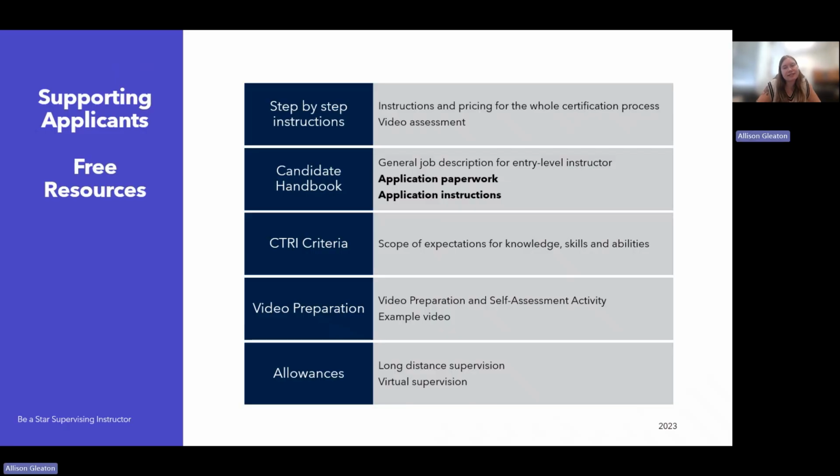Also among the free resources is allowances. You may be contacted by somebody who's in a very rural area, potentially 3 hours or more away from you, but they want supervision. They may want to do that long distance or virtual, or you may want to do it long distance or virtual to minimize travel impacts. It is a possibility open to applicants. They can request an allowance that is reviewed by the Credentialing Council. The criteria for that review is included within the allowance booklet. There's a link to that in the PDF of the Candidate Handbook.